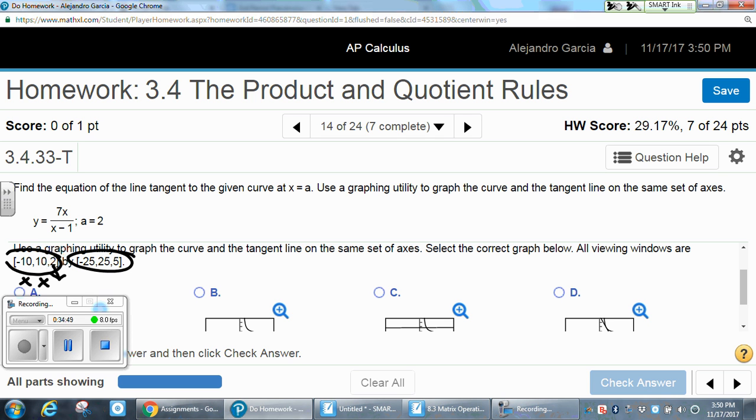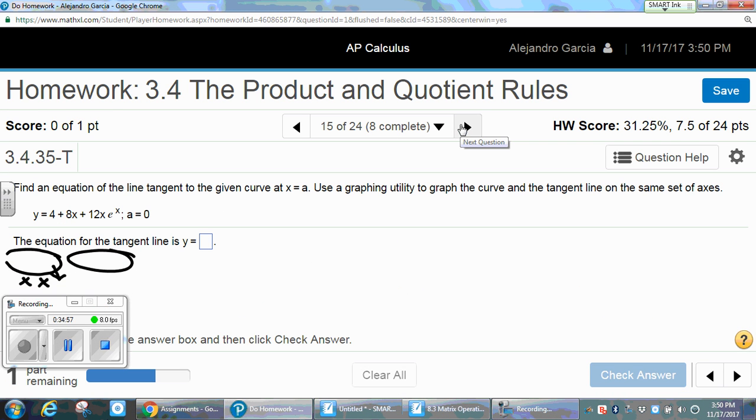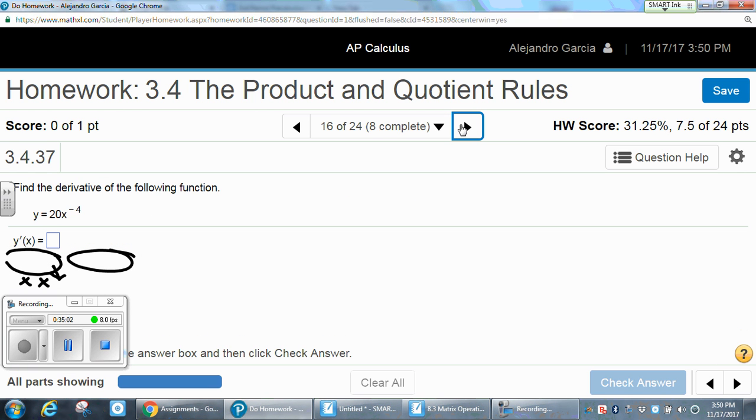All right. Let me just see quickly the rest of the questions, Alejandro. Just click on the arrow. That's okay, we'll go back. That one is the same thing. You have to get the derivative, and then you have to use the point slope, the y minus y1, just for the AP test.